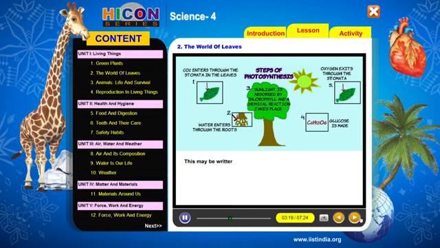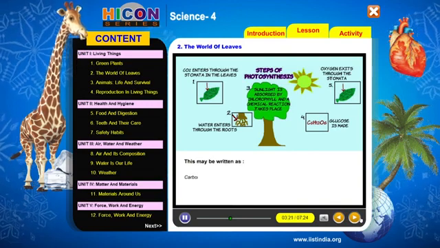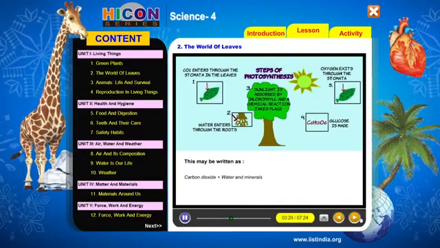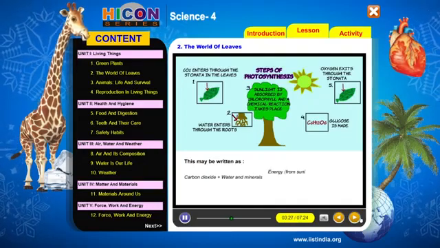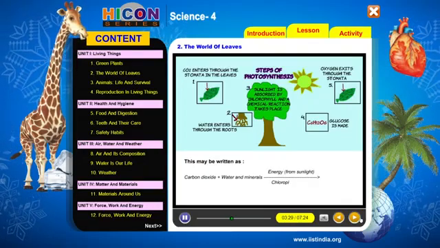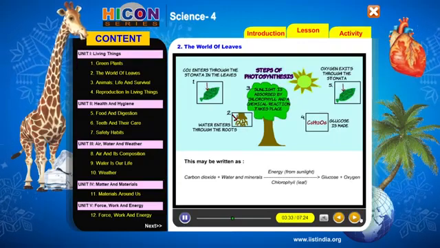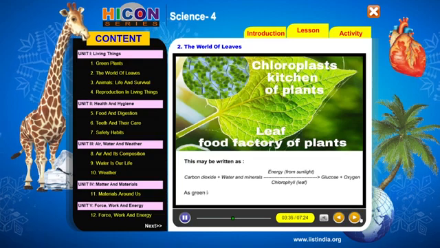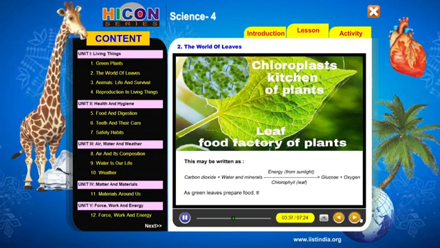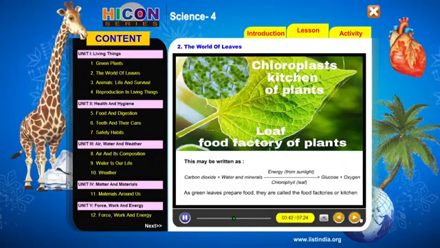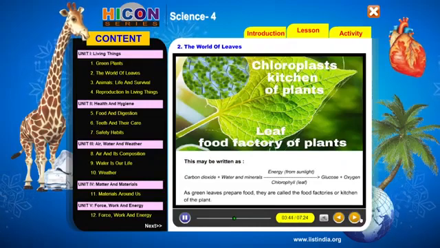This may be written as: carbon dioxide plus water and minerals, with energy from sunlight and chlorophyll in the leaf, gives glucose plus oxygen. As green leaves prepare food, they are called the food factories or kitchen of the plant.